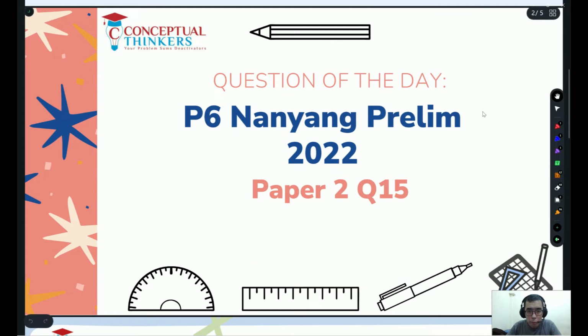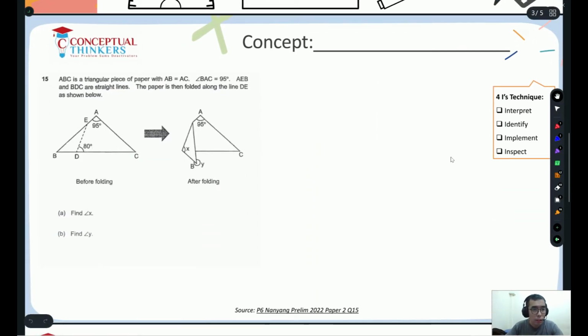Today we'll be touching on P6 Nanyang Prelim 2022 paper 2 question 15. I managed to get hold of the recent 2022 prelim paper, so the upcoming videos will be touching on those papers. Now we'll be looking at the Nanyang paper today. I extracted question 15 of paper 2, which is focusing on angles.